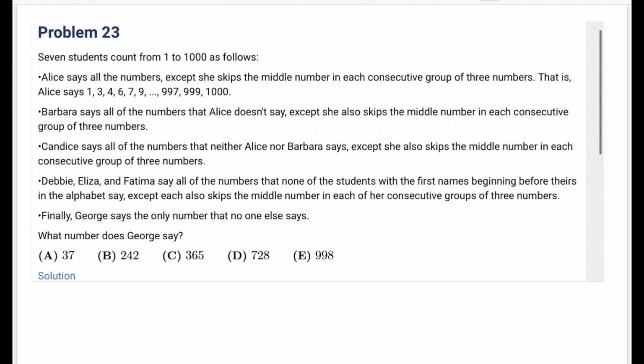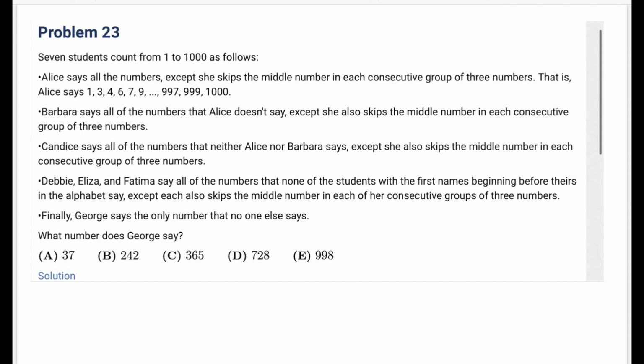Number 23. 7 students count from 1 to 1,000 as follows. Alice says all the numbers except she skips the middle number in each consecutive group of 3 numbers. That is, Alice says 1, 3, 4, 6, 7, 9, all the way to 997, 999, 1,000. Barbara says all the numbers that Alice doesn't say, except she also skips the middle number. Candace says all the numbers that neither Alice nor Barbara says. She also skips the middle number, so it gets smaller every time. Debbie, Eliza, and Fatima do the same thing. And finally, George says the only number that no one else says.